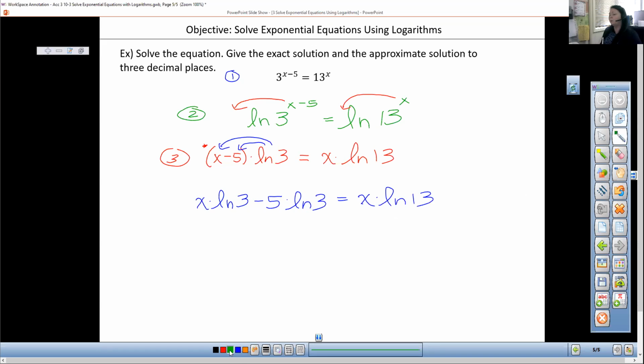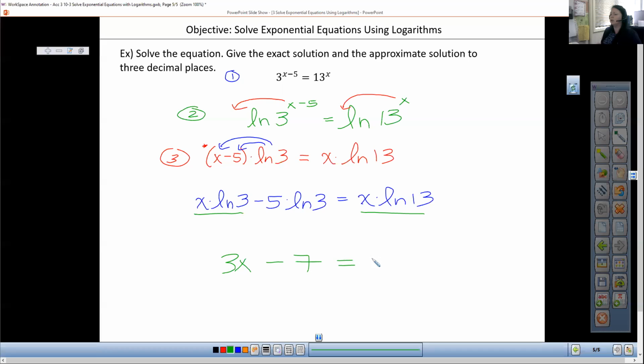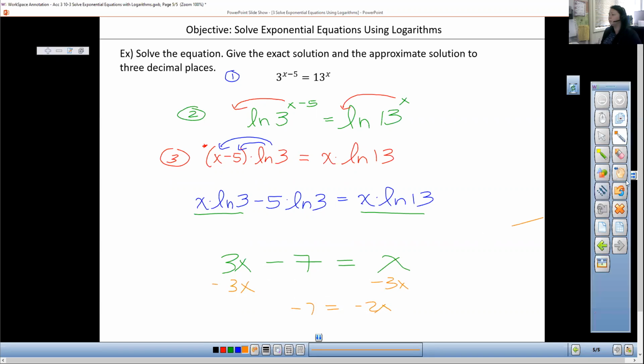Okay, so now this is similar to what we would do. We have two terms that involve x, this one and this one. This is similar to what we would do if we had something like 3x minus 7 equals x. We would use our algebra to get our x terms on one side and our number terms on the other. And it does not really matter which we do. Our options, we could subtract 3x, and that would give us negative 7 equals, in this case, negative 2x, although with our logarithms we won't be able to combine them.